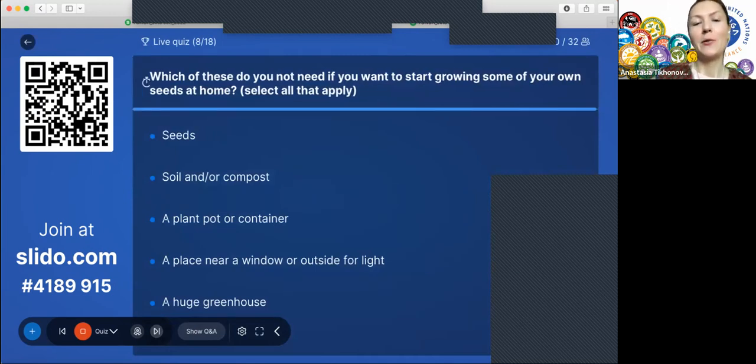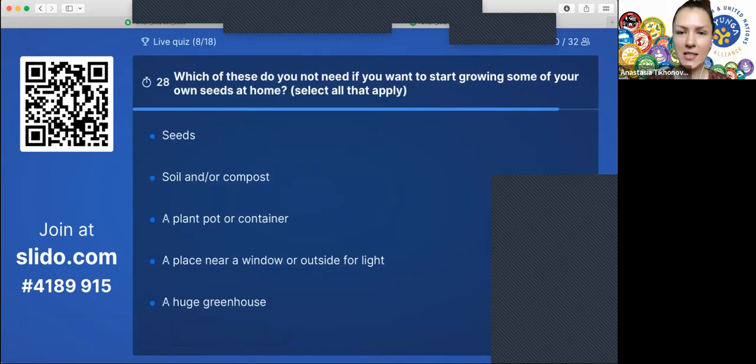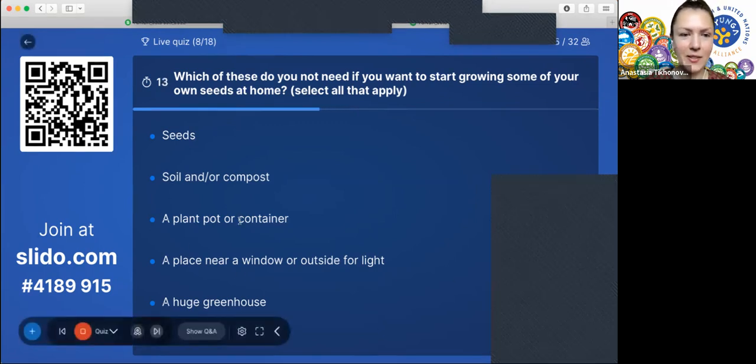And the next question, which of these do you not need if you want to start growing some of your own seeds at home? Please select all answers that apply, and a hint, there is going to be more than one correct answer. So let's read them. Seeds, soil or compost, plant pot or container, place near a window or outside for light, or huge greenhouse. Yes, let's see what you selected.